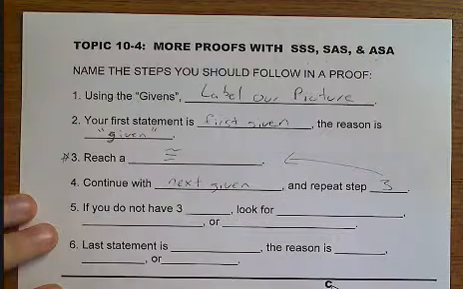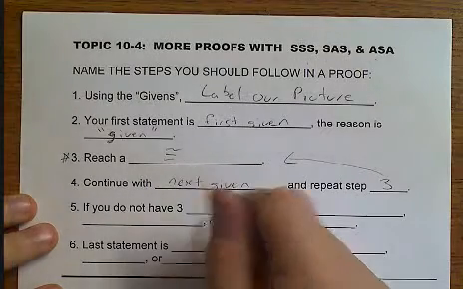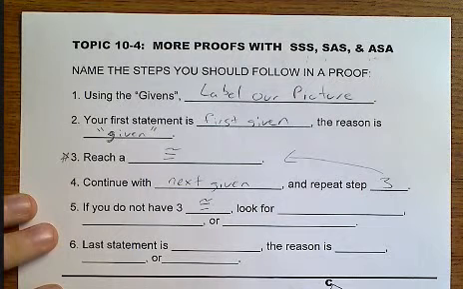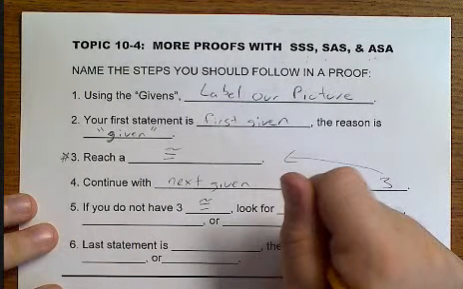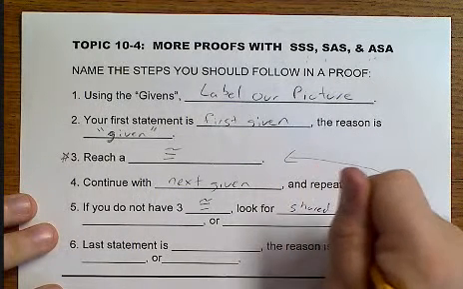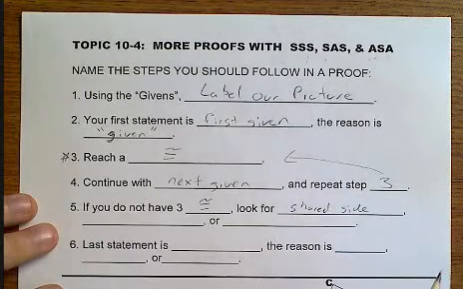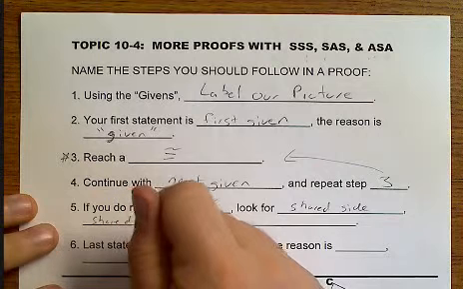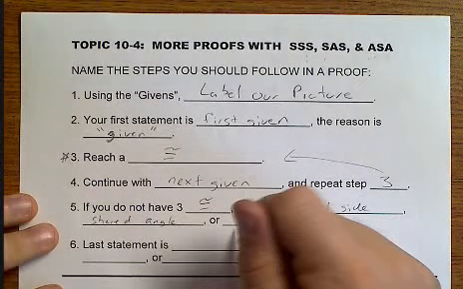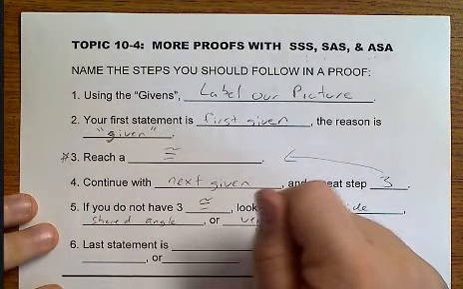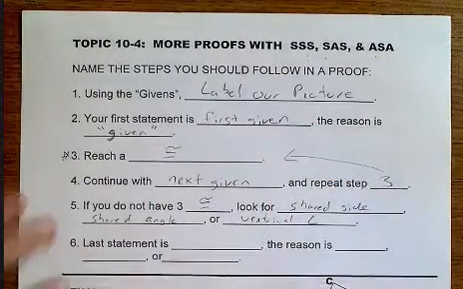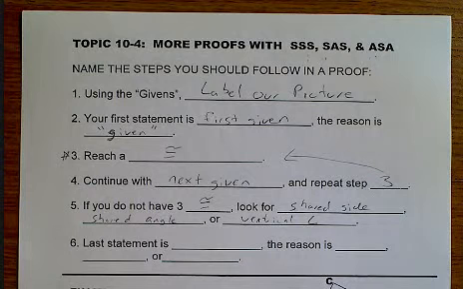Now, if we continue this and we do not have 3 congruencies, we want to look for a shared side. We will look for a shared angle, maybe a vertical angle. Okay? We just want to go ahead and try to pull our congruencies.